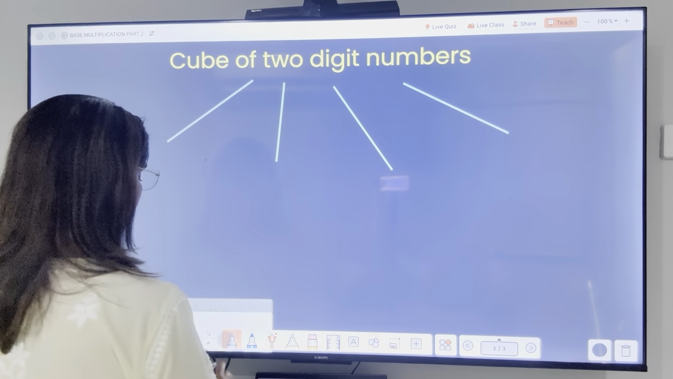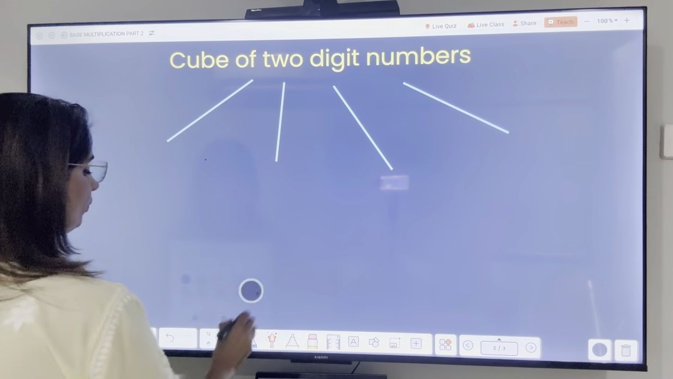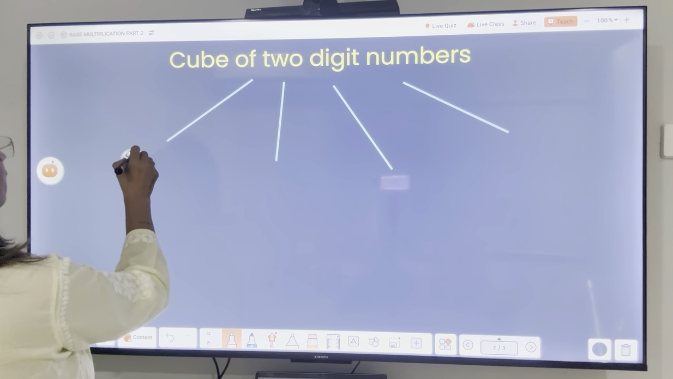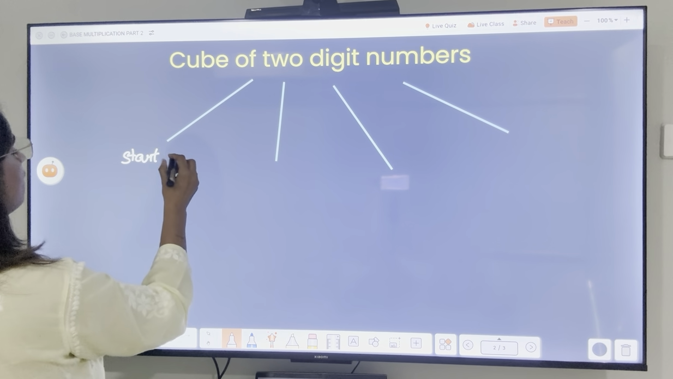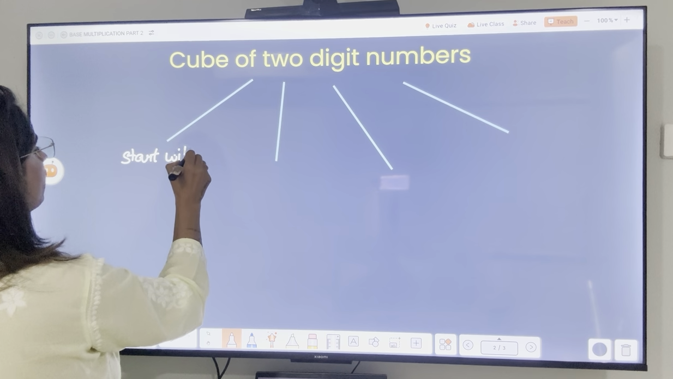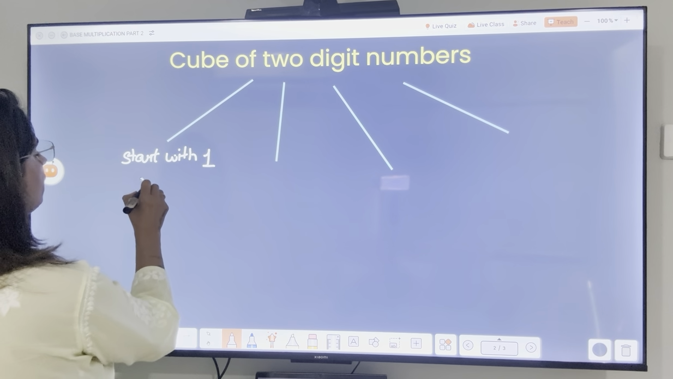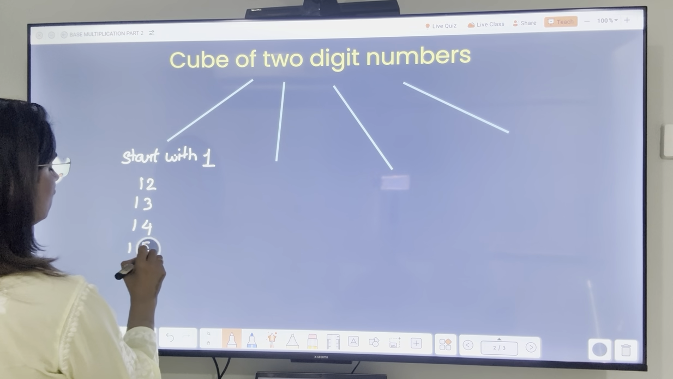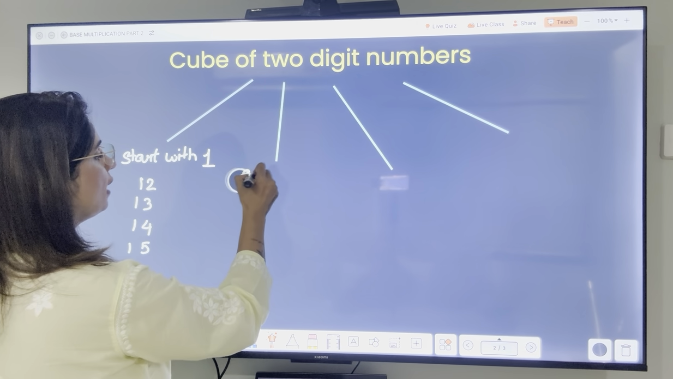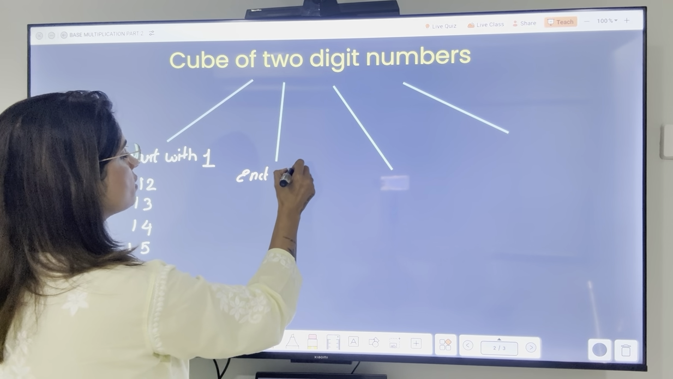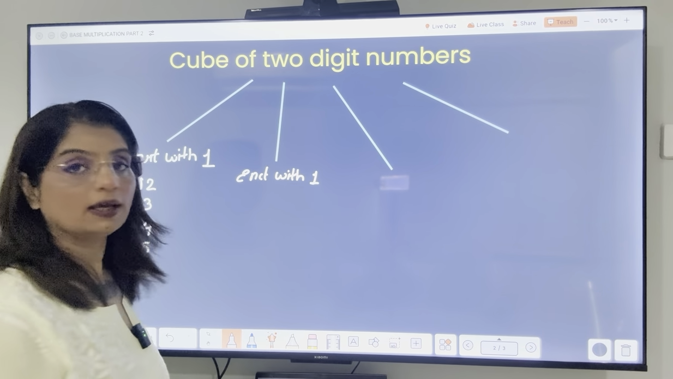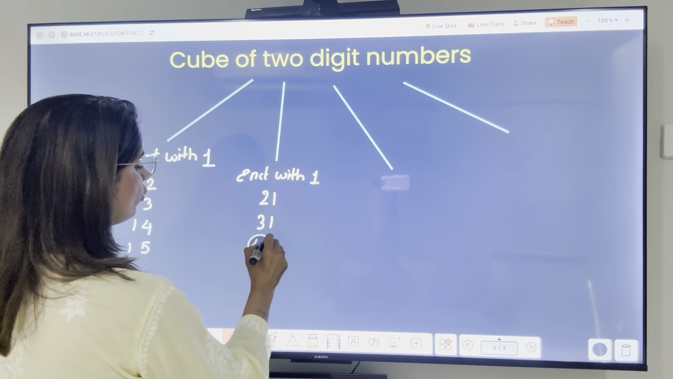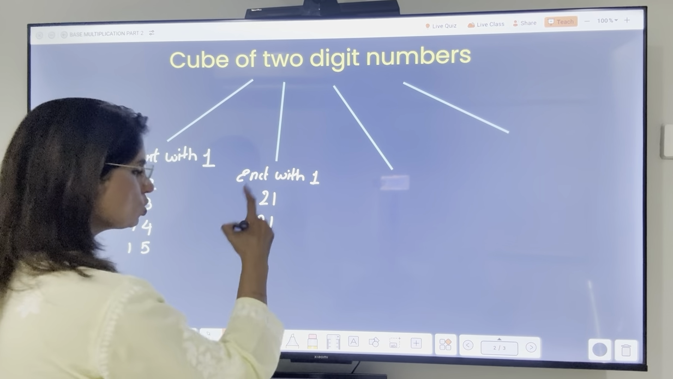Let us see how these categories make a difference when you try to cube them. First of all, numbers which start with 1, for example 12, 13, 14, 15, and so on. Then numbers which end with 1. I'm talking about numbers like 21, 31, 41, 51, and so on and so forth.